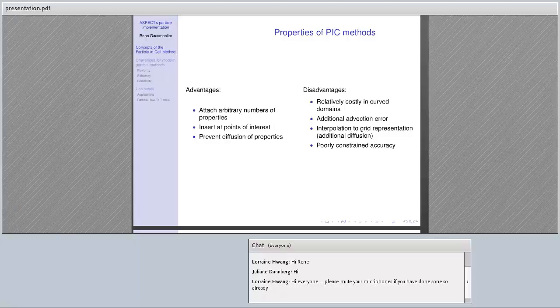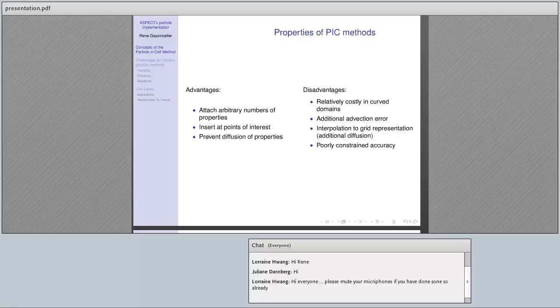However, they also have disadvantages. They are relatively costly, especially if you have curved or arbitrary domains where you don't know much about the general structure of the domain. You introduce an additional advection error because you have to solve this ordinary differential equation for each particle. And you need to interpolate from the particles back to the mesh to actually use their properties to compute the flow of the next time step. So you add an additional diffusion during this operation.